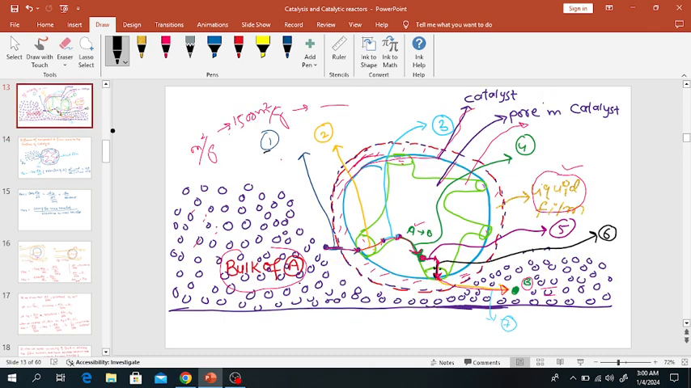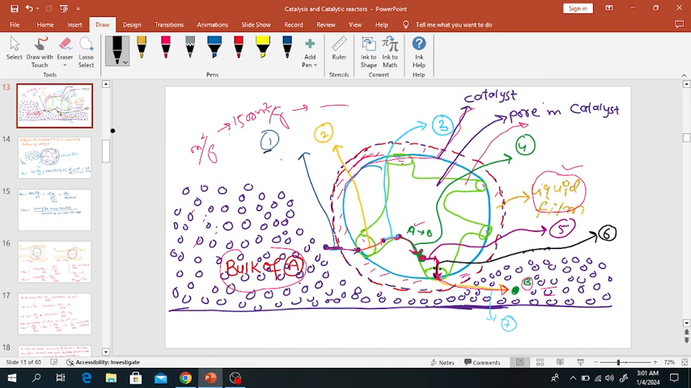Suppose this was step number 1, diffusion from bulk to the surface of catalyst. In the second step, intraparticle diffusion. In the third step, adsorption. In the fourth step, reaction. In step number 5, desorption of component B, the product, from the surface. In step number 6, the diffusion of product inside the pore, and in step number 7, diffusion from the surface of catalyst to the bulk fluid again.